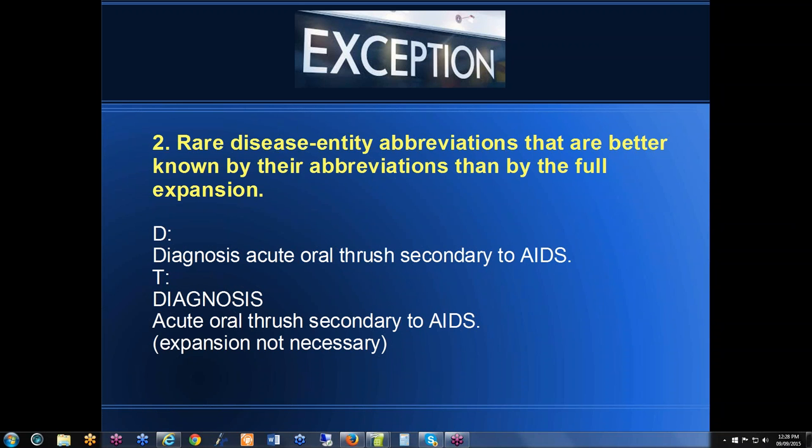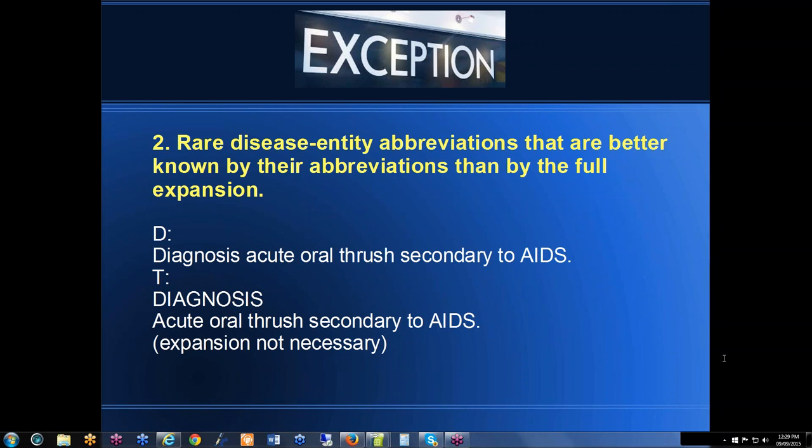Jennifer is asking, is there a comma before the abbreviation in brackets? No, there is no comma. No comma. It just follows.